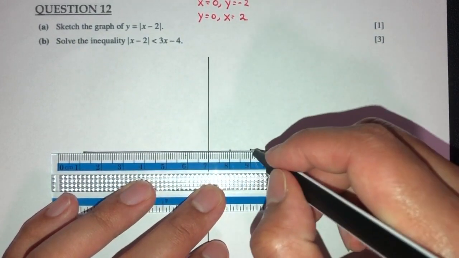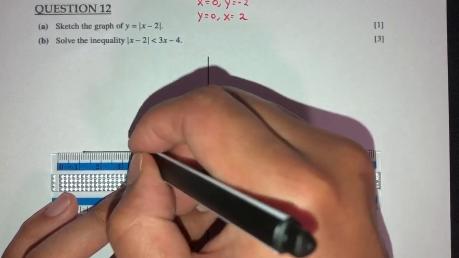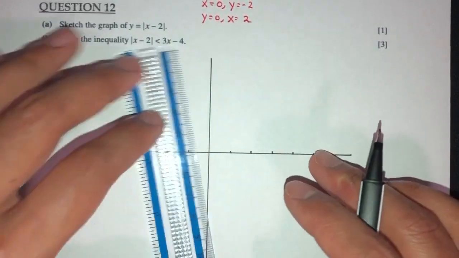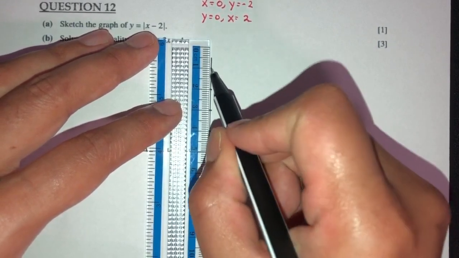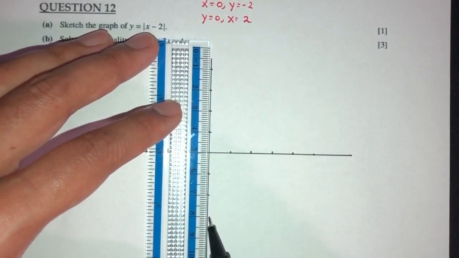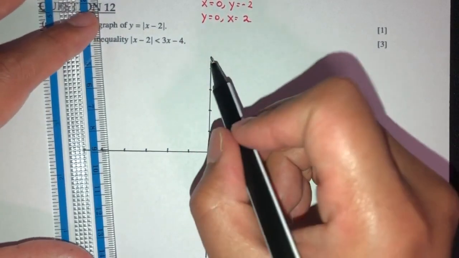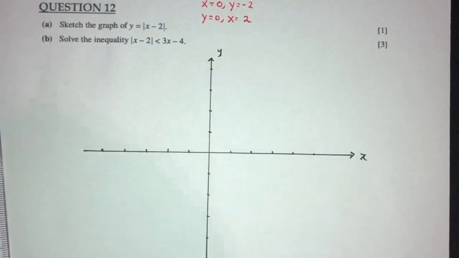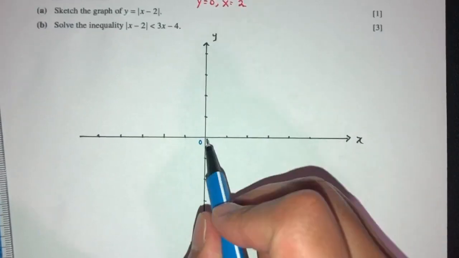This is 1, 2, 3, 4, 5, minus 1, minus 2, minus 3, 4, and 5. And same steps over here as well. We have to scale the graph as shown previously. Always don't forget to scale them properly and always label them as x and y over here. So the first point we have is what? It is 0, minus 2, so 0 is here. Minus 2 is 1 and 2.